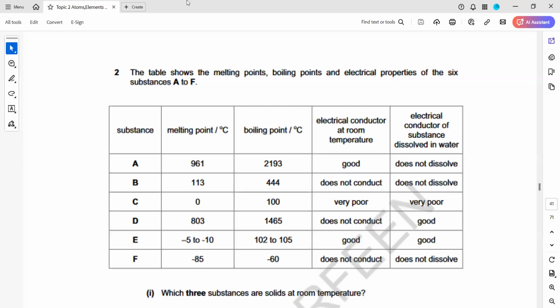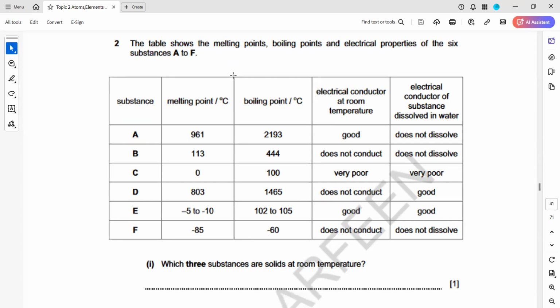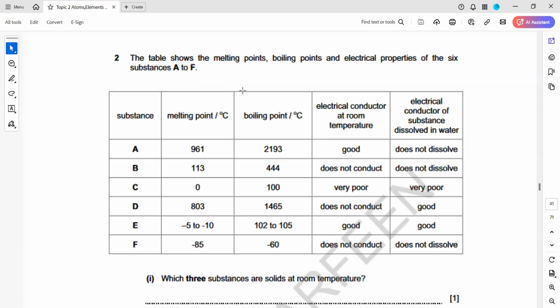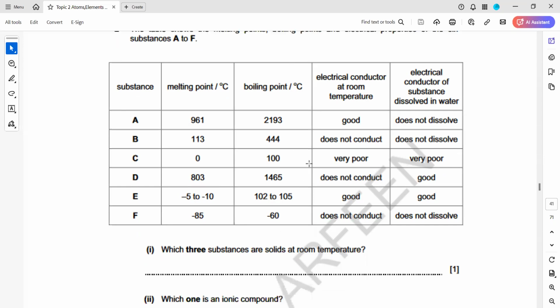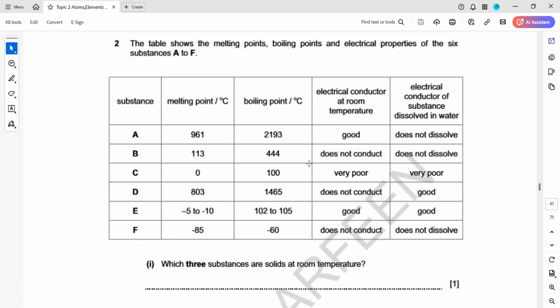Okay, this is topic 2, classified paper 4, page 41. Paper 4. The table shows the melting point, the boiling point, and electrical properties of 6 substances from A to F. Paper 4, topic 2. Different substances are there, with their melting points.